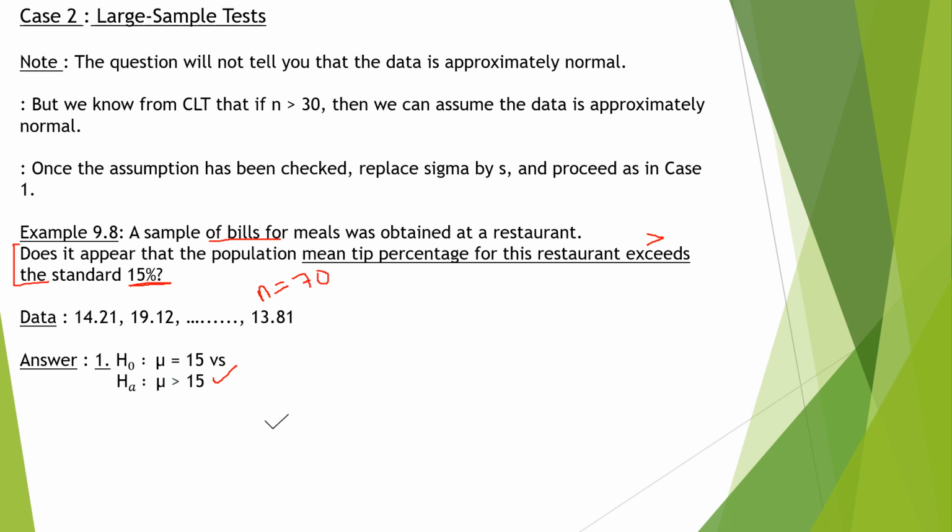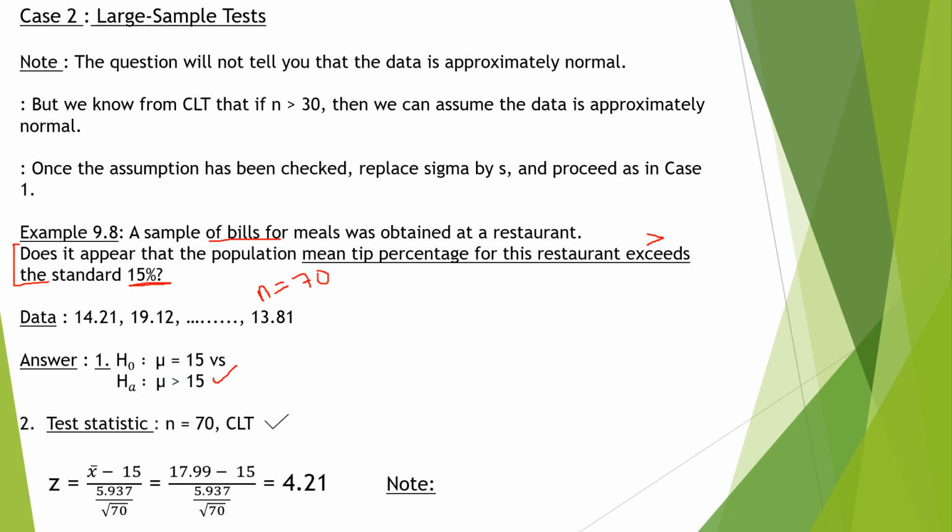The second step is go ahead and find your test statistic. So you check your n is equal to 70, which means it is greater than 30. You can use the CLT. Now your Z is equal to x bar minus 15, because that's mu0 from the question, and you have your S, which is 5.937, divided by square root of 70. Now your x bar and your S were found from the data.